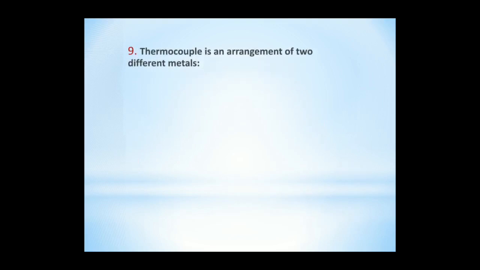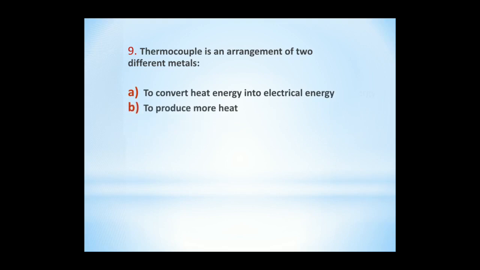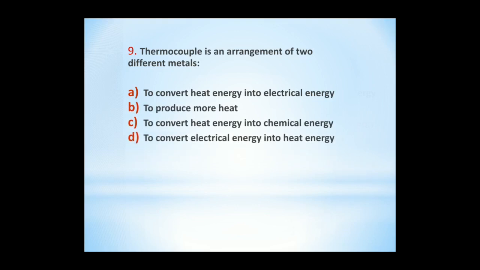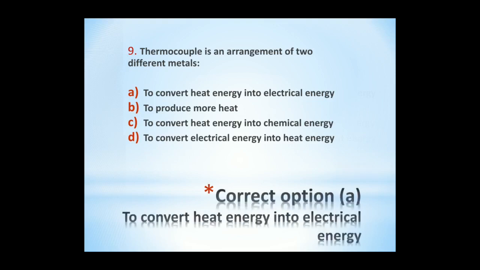Ninth multiple choice question is, thermocouple is an arrangement of two different metals. Option A, to convert heat energy into electrical energy. Option B, to produce more heat. Option C, to convert heat energy into chemical energy. And option D is to convert electrical energy into heat energy. Correct option is to convert heat energy into electrical energy, option A, due to the reason that we know that thermocouple is a source of current which converts heat energy into electrical energy.